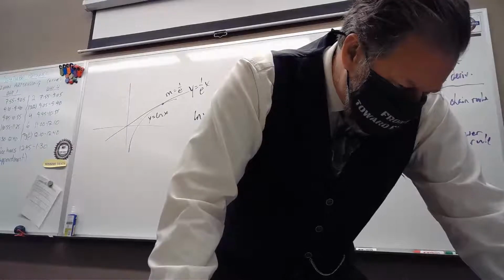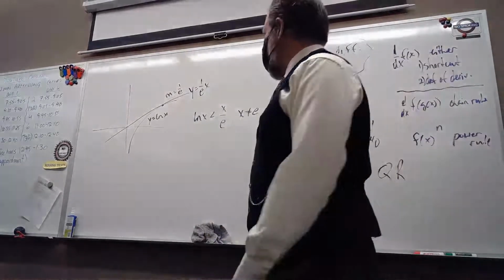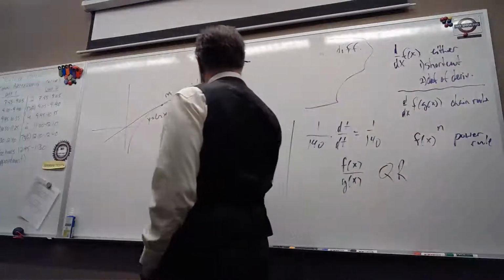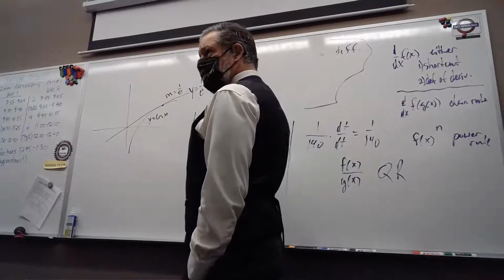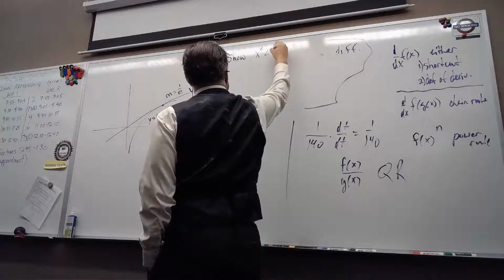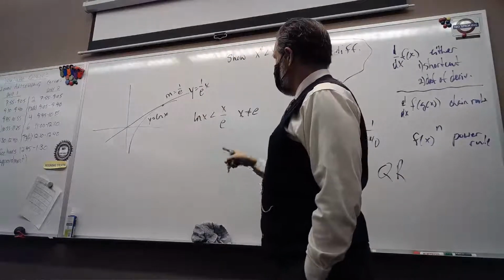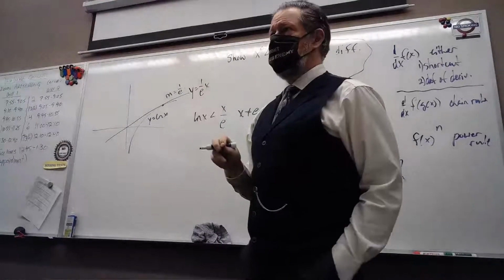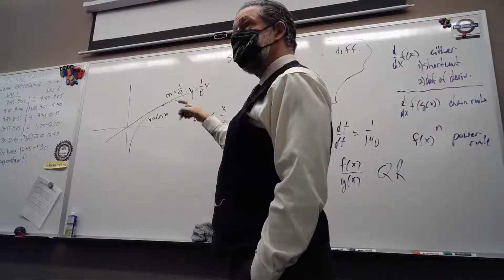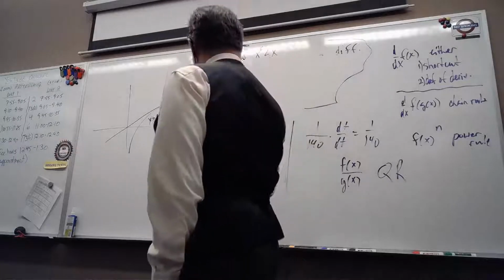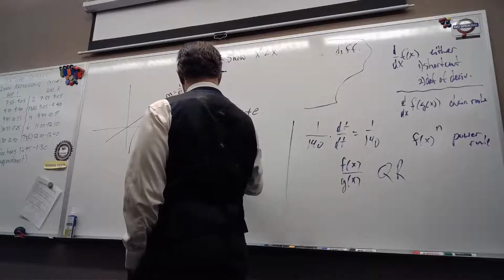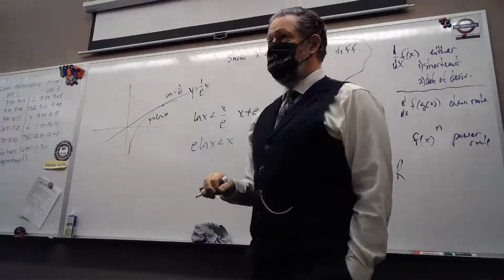Show that x to the e is less than x. Aha, algebra. I want to show that x to the e is less than x. I'm starting with this. What can I do with that? Let's try solving for x. How do I solve for x? Multiply by e. E times natural log of x is less than x. Agreed? Yep. Now what?